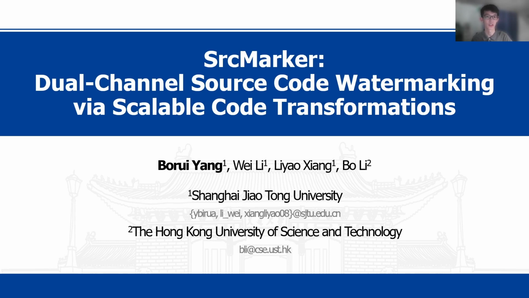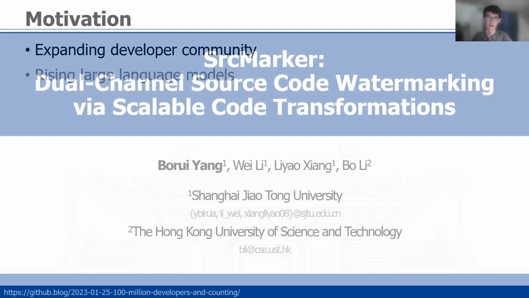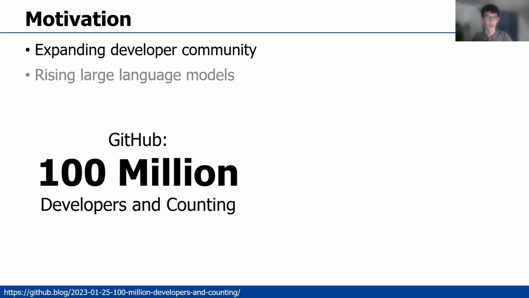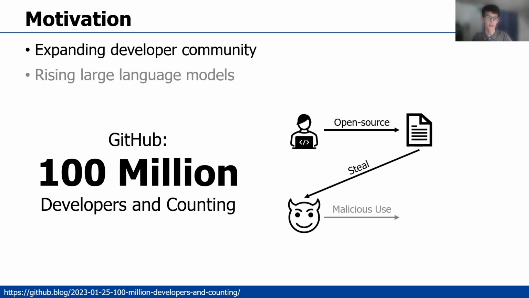Recent years have witnessed a rapid expansion of our developer community. In 2023, GitHub reported over 100 million developers. With this rapid growth also come concerns that open source code might be used maliciously or against its license, which calls for a way to protect the copyright of developers.